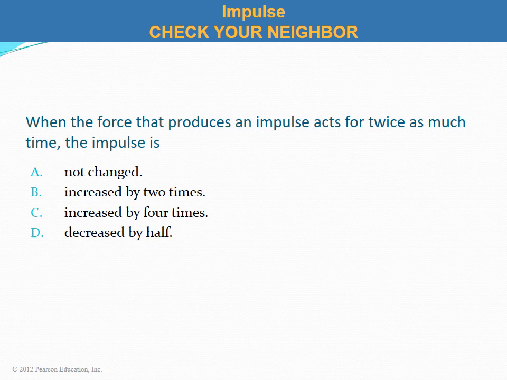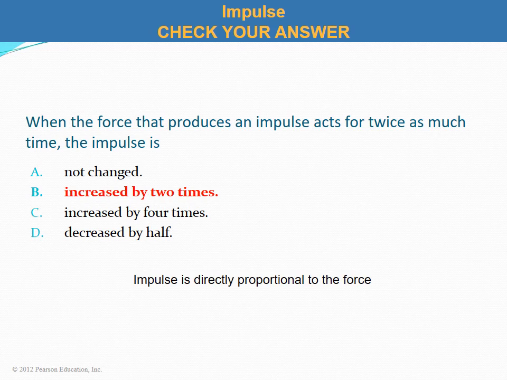When the force that produces an impulse acts for twice as much time, the impulse is: A, not changed; B, increased by 2 times; C, increased by 4 times; D, decreased by half. Answer is B, increased by 2. Impulse is directly proportional to the force.